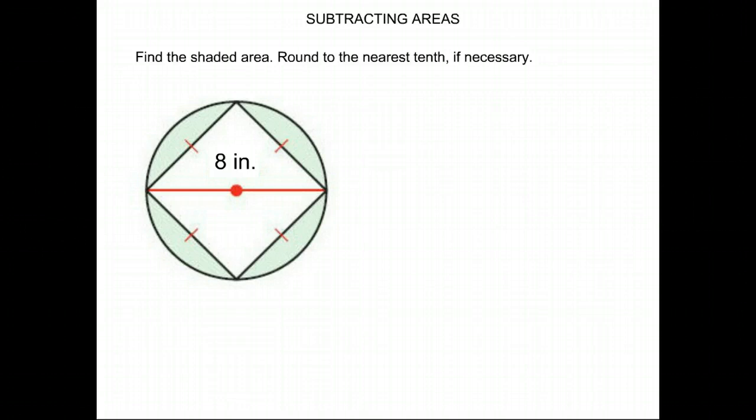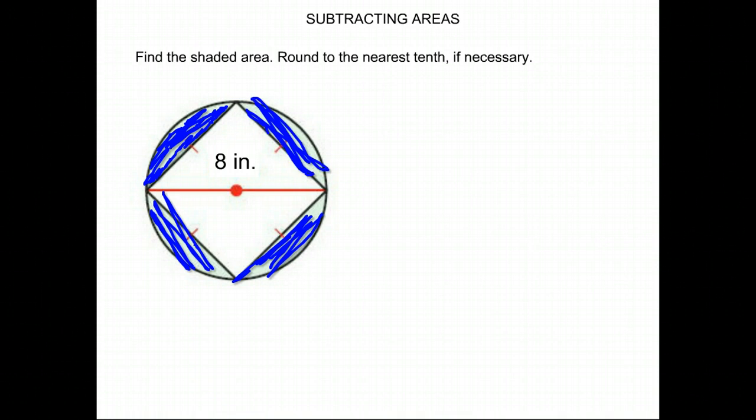Right, the other thing we can do is subtract areas. Take a chunk out of something. So if we're looking at this one, we have a square in the center and a circle on the outside. It says find the shaded area. I'm assuming this is supposed to be shaded right here. So notice the area we want is the part that's left over after we cut the square out.